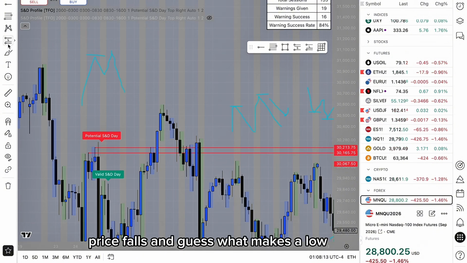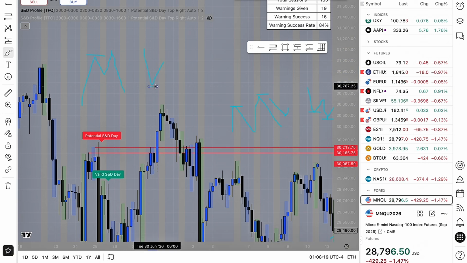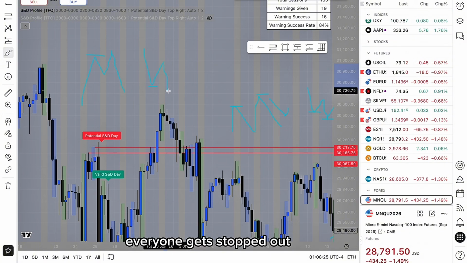Now let's think about it for the low. Price falls and guess what? Makes a low. Where's their stop? Below that low. Banks push price just below the low. Everyone gets stopped out. Then price goes back up.